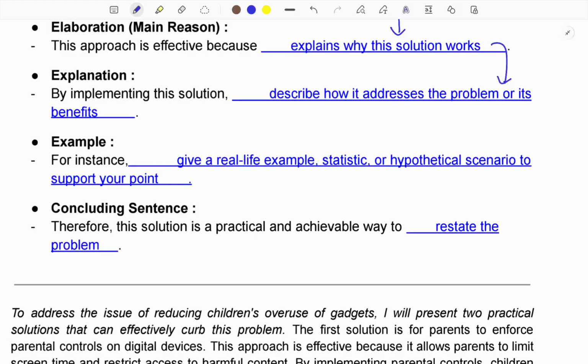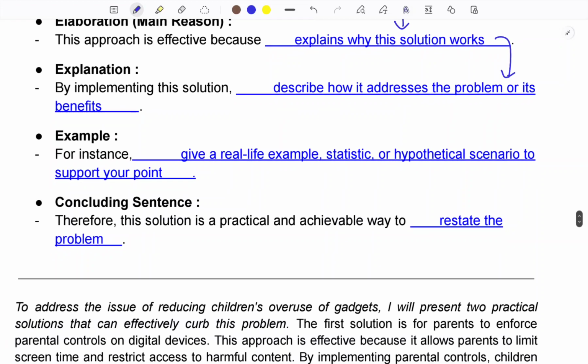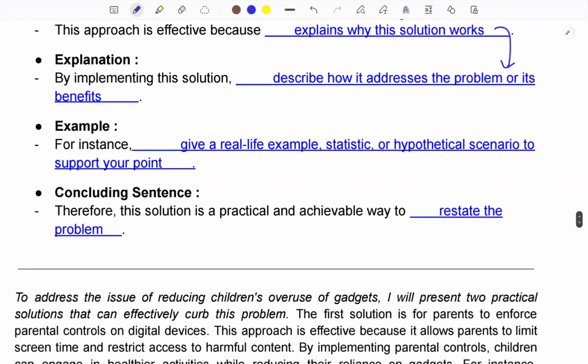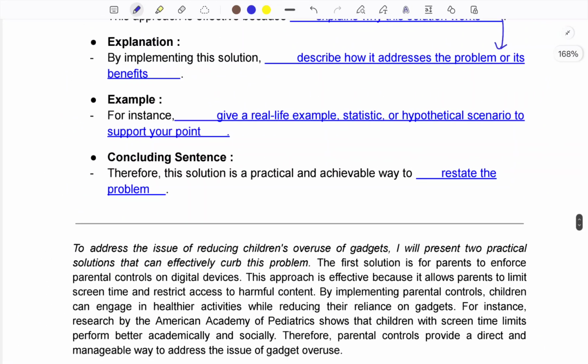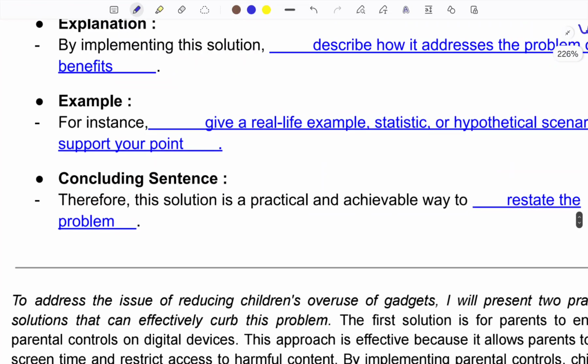For example, research has stated that parents who apply parental control on their children's phones are effective in getting their children to not play too many games online. Okay, I'm sorry, the grammar is poor, this is just an example, okay? Make it better, refresh my sentences, okay? So then the concluding sentences.